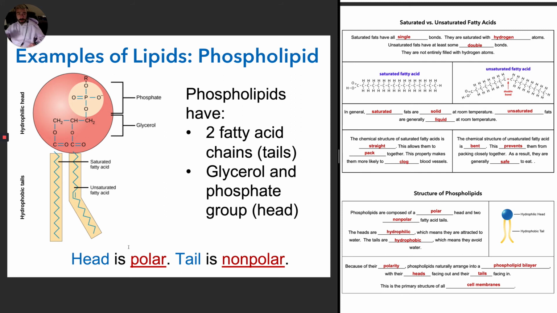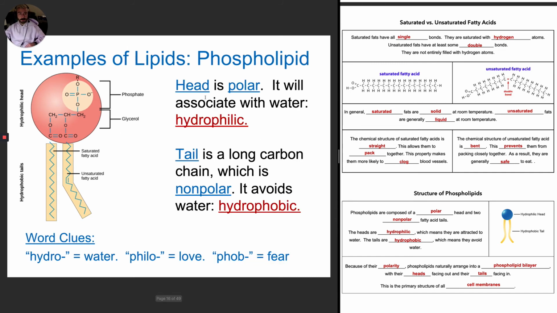And so, this is kind of tying it all together, right? We've talked about fatty acids, polar, nonpolar. Now we're bringing it together in the context of a cell membrane. So again, they have a polar head, nonpolar tail. Since the head is polar, it associates with water, right? So we call that hydrophilic.